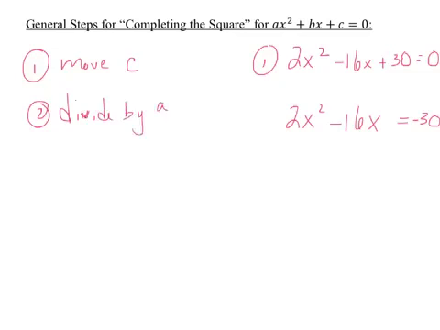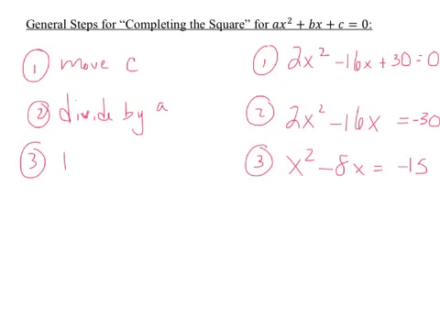The reason we divide by a always is to get a 1 as a coefficient for x squared. So let's divide by a now, and that's going to give us x squared minus 8x equals negative 15. The third step, so again, move c over, is that. Divide by a gives us that. The third step is to add.